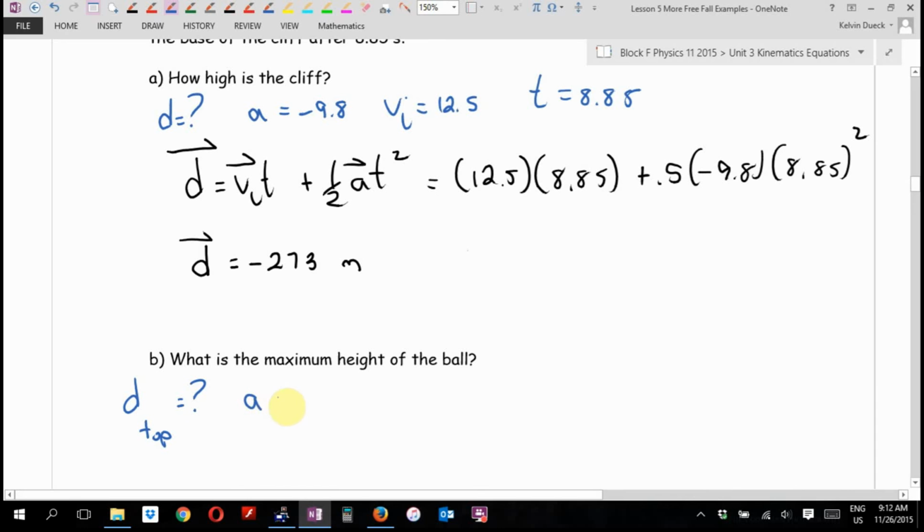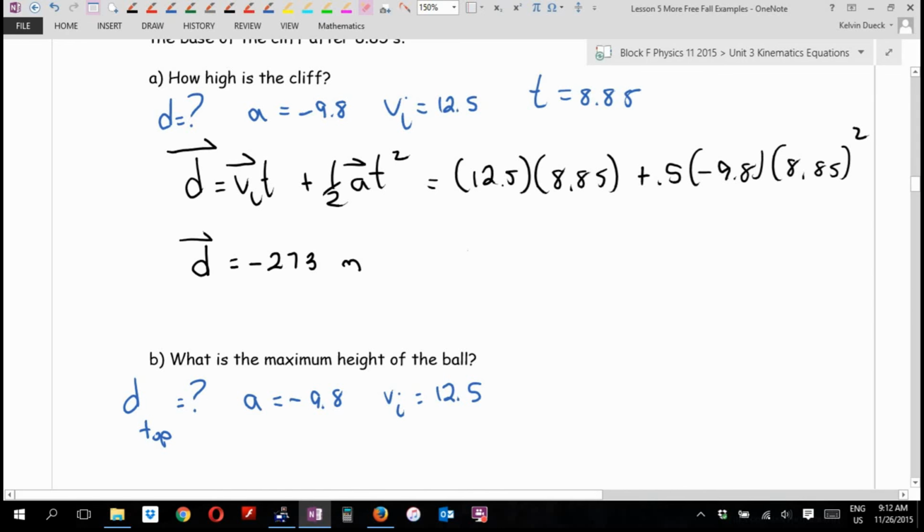I certainly, Trevor, know VI. Right? What distance are we finding? The distance to the top. What else do I know at the very, very top for a split second? And this is worth filing away in your brain. The velocity is 0. I don't know which velocity.